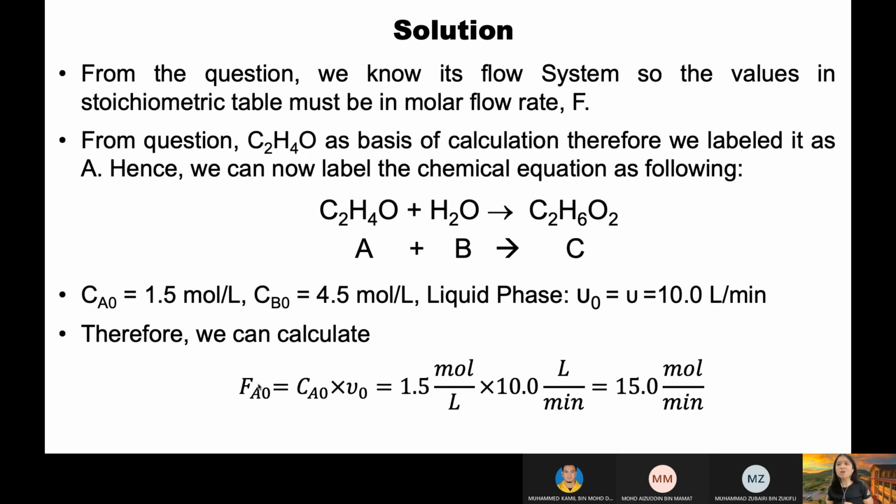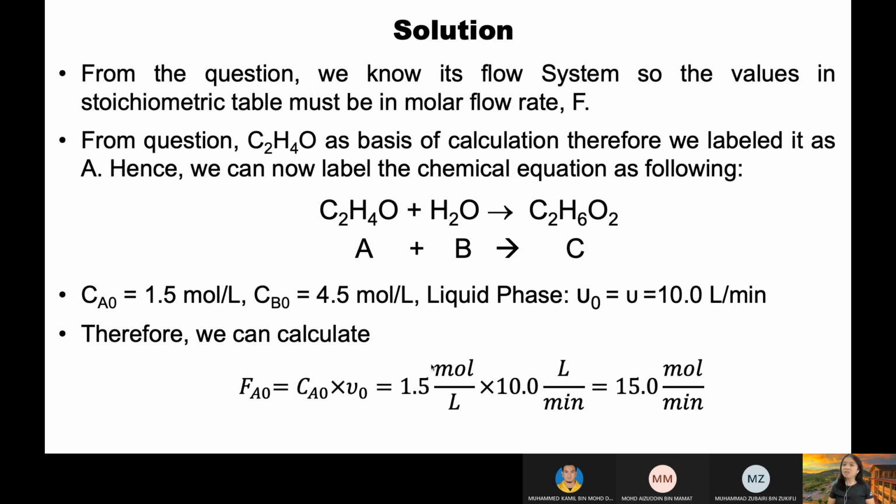Sorry, yang kena saya cakap V0. Jadi V0 tu maksudnya volumetric flow rate. So, you remember just now I said CA0 equals to FA0 over V0. So, if I want to find FA0, it will be equal to CA0 multiplied with V0. So, saya tahu concentration, initial concentration of A, saya tahu 1.5. Tadi kan dia kata CA0 1.5. Initial volumetric flow rate V0 was 10 liter per minute. Laju asal volumetric flow rate.